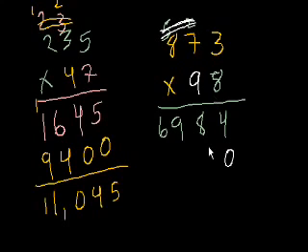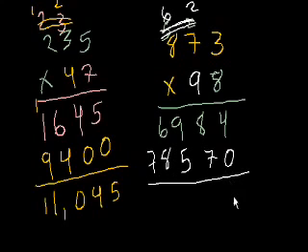We say 9 times 3 is 27. Carry the 2. 9 times 7 is 63. Plus the 2 that we just carried is 65. Carry the 6. 9 times 8 is 72, plus the 6 we just carried, that's 78.